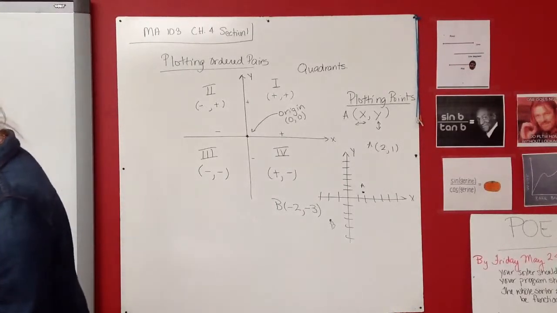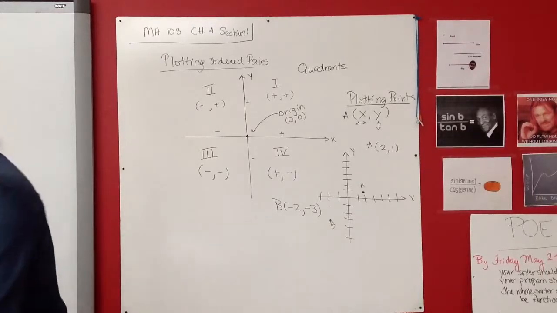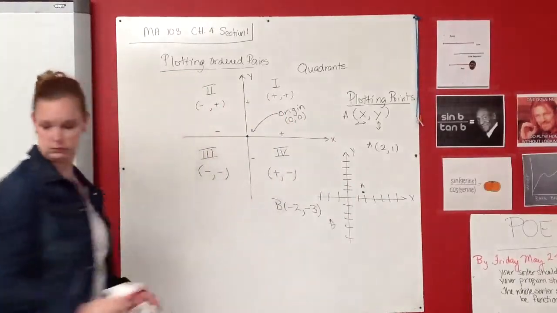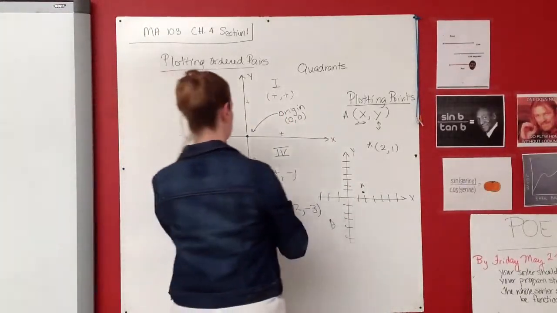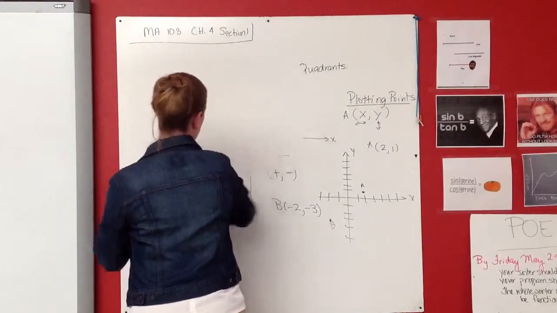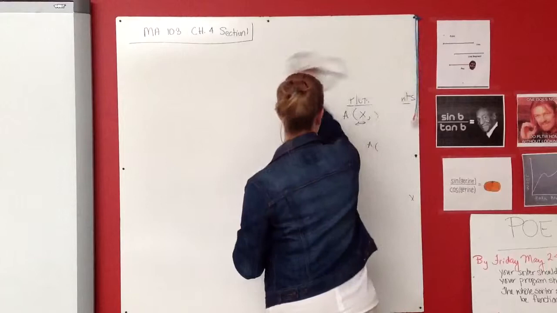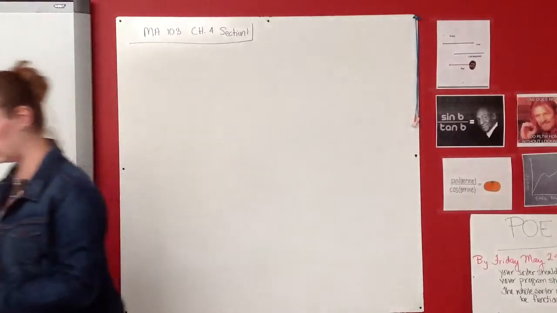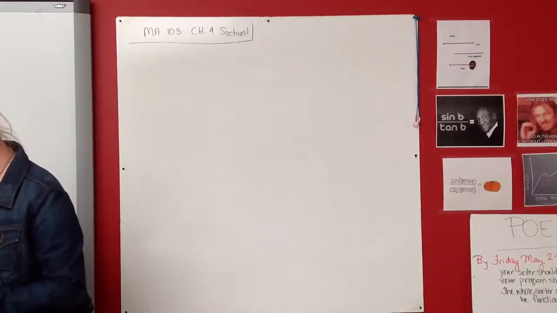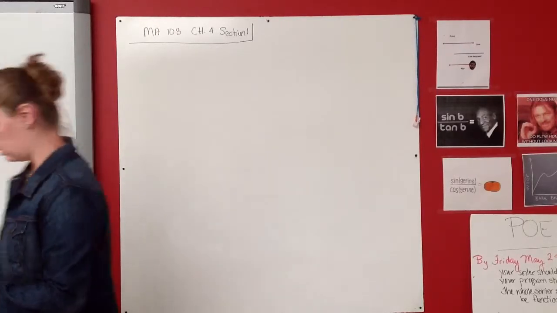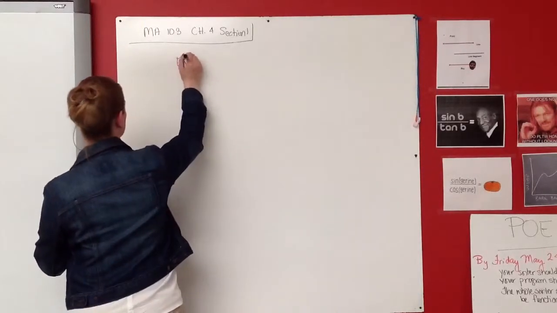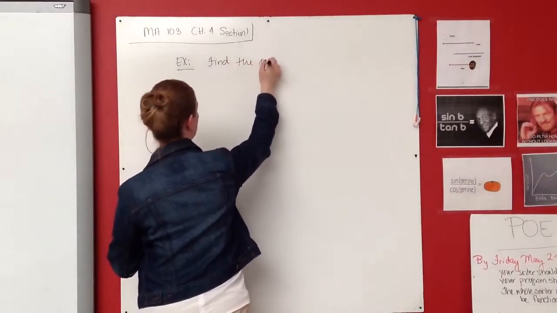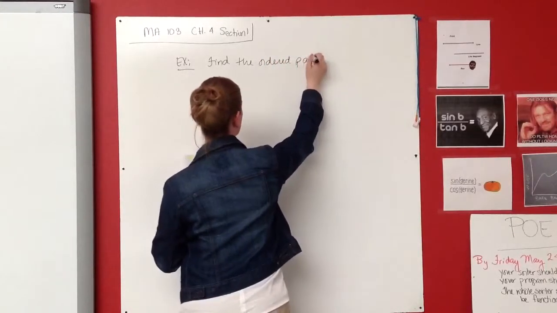Now, when we want to find ordered pairs that satisfy a given equation, we're looking for points that make the equation true. And I think at some point we've talked about plugging in numbers that make equations true, but let's just take a second and refresh. For example, find the ordered pair that makes this equation true.